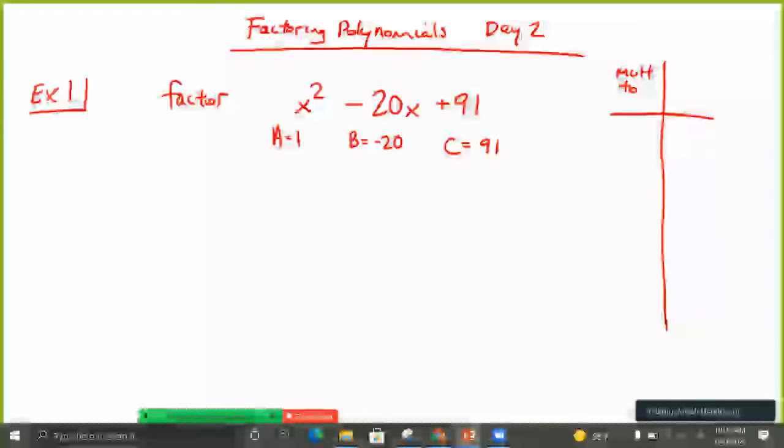So once we recognize it, like Aaron said, we're going to make our list of things that multiply to A times C. And in our case, that is 91. And we'll check that against numbers that add to B. And in our case, that is negative 20. So I like to start the list at 1. 1 times 91. And then does 2 work? 2 times something, does that equal 91?